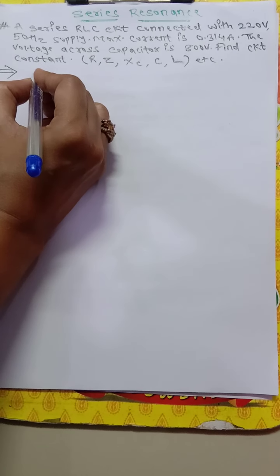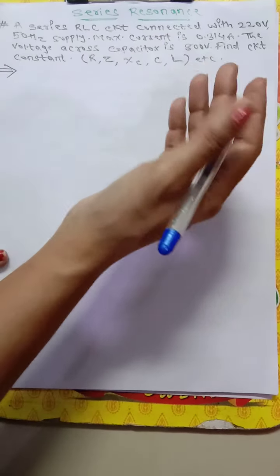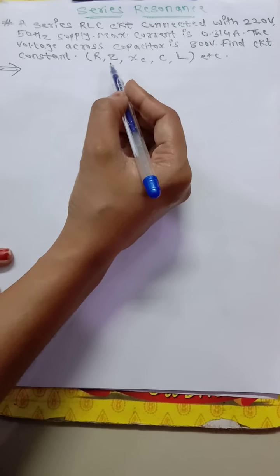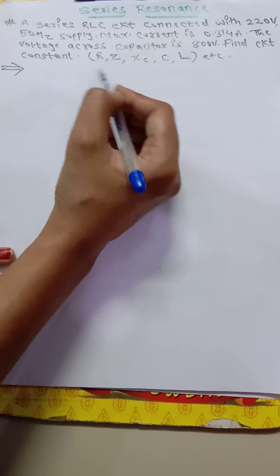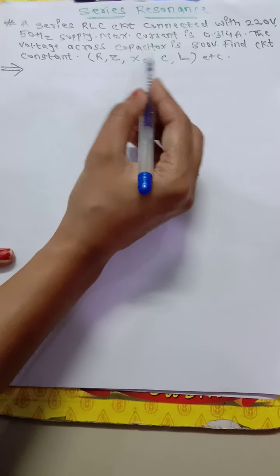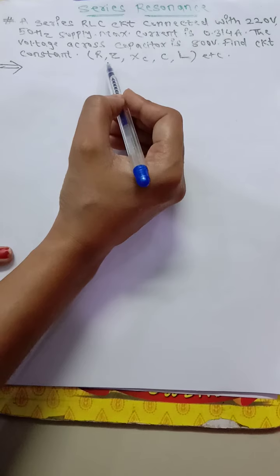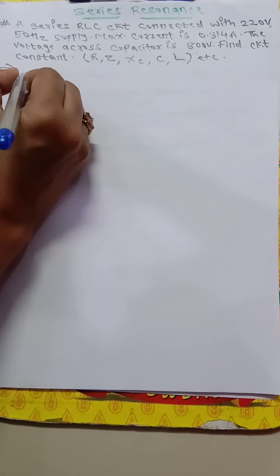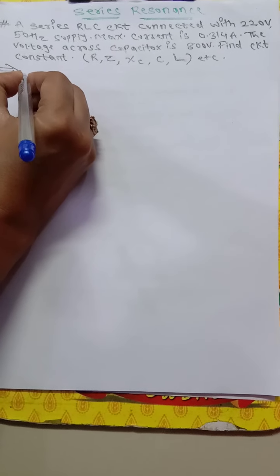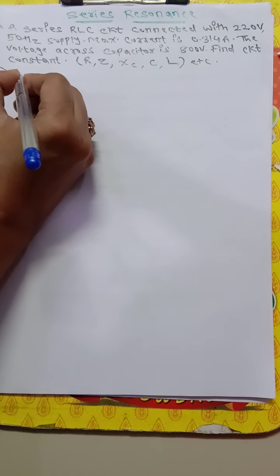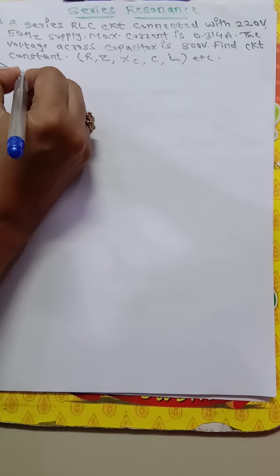So what should we think of as the circuit constants? They may be the R, L, C, the reactances, or the impedance. So the unknown parameters we need to calculate are R, L, C, the reactance XC, as well as the impedance. How can we start? Always remember, whatever is given in the numerical, just note it down, then start with the unknown parameters that you need to calculate.